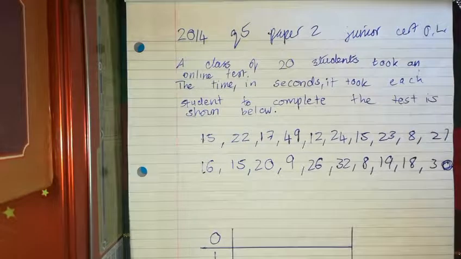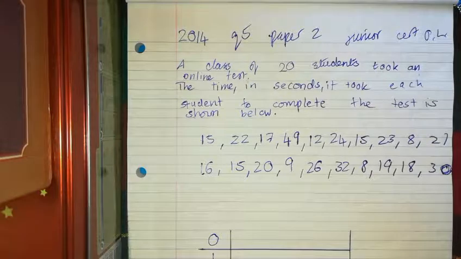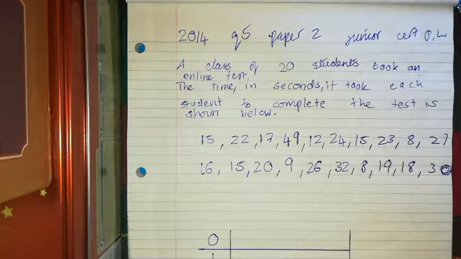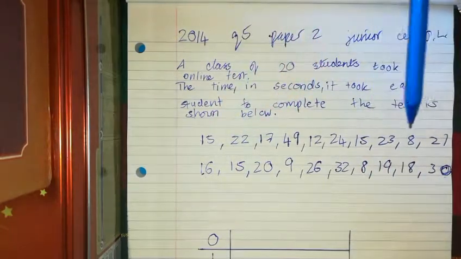Here we have the 2014 question 5. This is paper 2, Junior Cert, ordinary level. And the question says, a class of 20 students took an online test. The time in seconds it took each student to complete the test is shown below. So I've written out what they've given us in the question, so we would have got this on our paper.